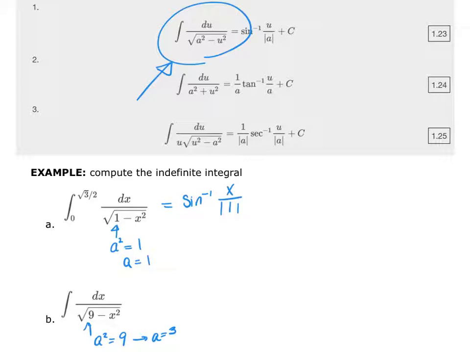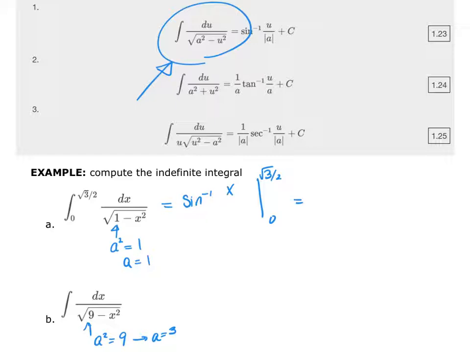And then I don't have to do the plus c because it's a definite integration, so 0 to 3 square root of 3 over 2. But because my a is 1, I don't even need that part of it. It's just going to be the sine inverse of x. So I'm going to get my unit circle out. I'm going to figure out where on the unit circle, in which I have the inverse defined, it gives me an answer of square root of 3 over 2.